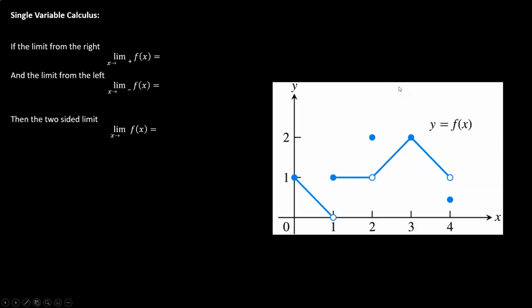In Calc 1, you might have learned that sometimes two-sided limits don't exist. And we learned that by looking at single-sided limits. For example, if I were to look at the limit where I'm allowed to approach 3, then from the left, as I'm traveling on my function coming from the left, I'm traveling on this blue line. Let me use a different color.